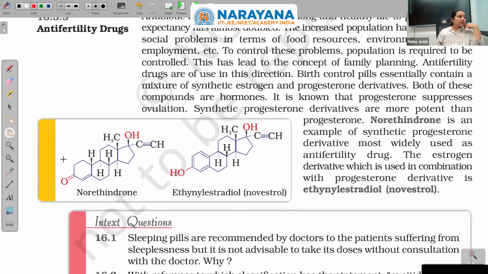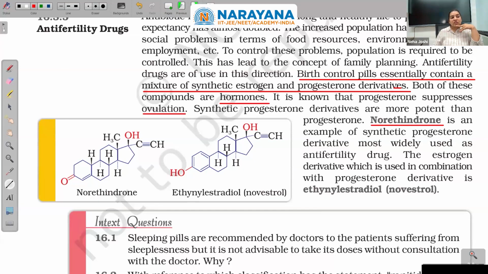Birth control pills essentially contain a mixture of synthetic estrogen and progesterone derivatives. Both of these compounds are hormones. It is known that progesterone suppresses ovulation. Synthetic progesterone derivatives are more potent than progesterone.